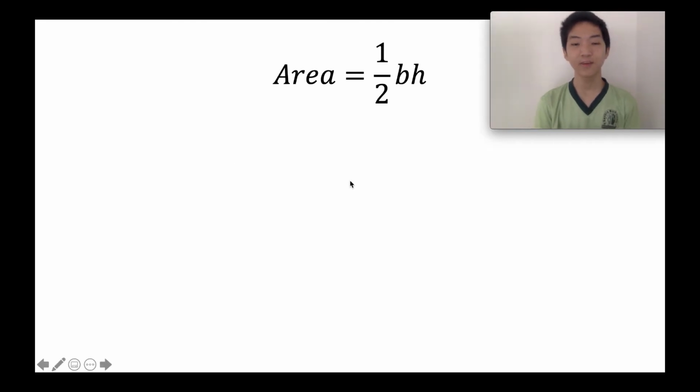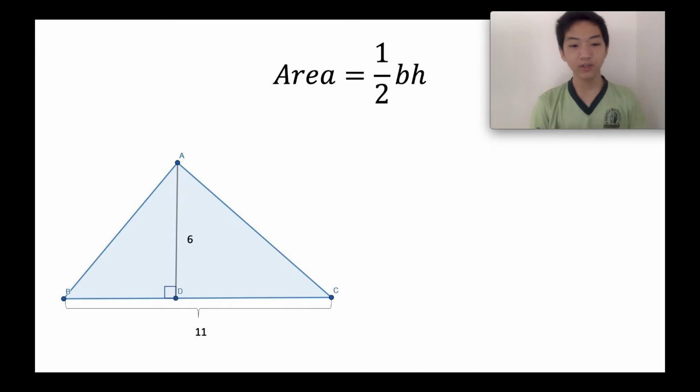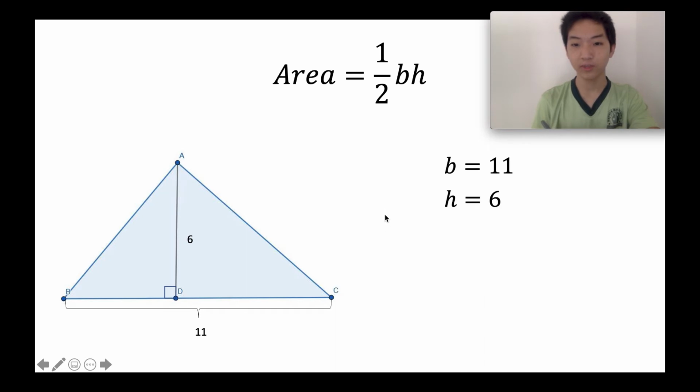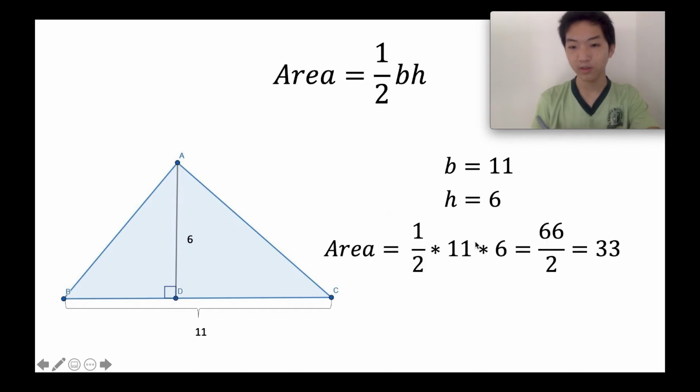So first, I'll be going over the basic formula for the area of a triangle, in case any of you guys need a quick refresher. Here, we are given this triangle. As you can see, the base is 11 and the height is 6. So knowing this, we can easily plug it into our formula, and we get 33 for our final area.